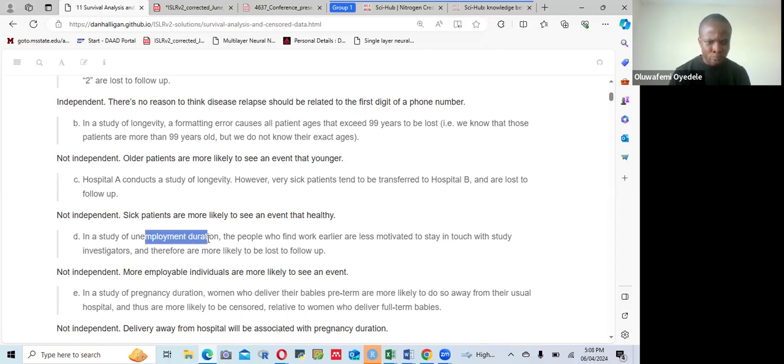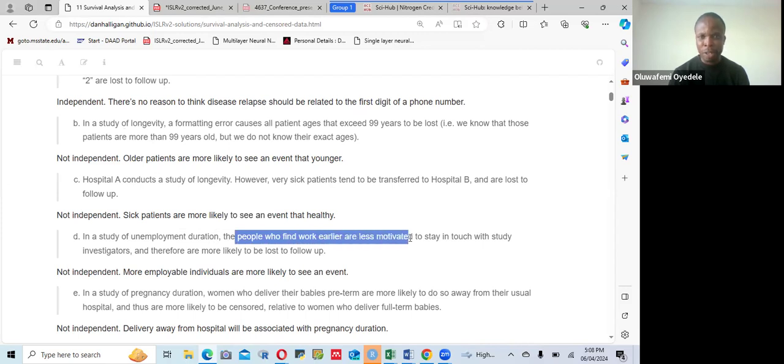In the study of unemployment duration, people who find work earlier are less motivated to stay in touch with investigators and therefore are more likely to be lost to follow up. So they find work earlier, that is, they are in the job already.